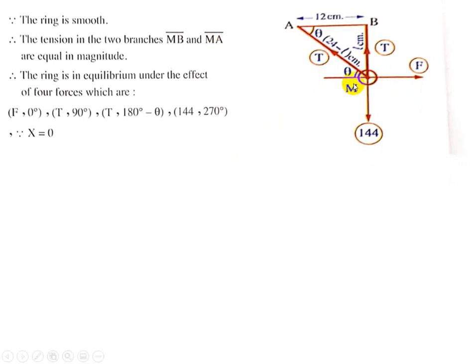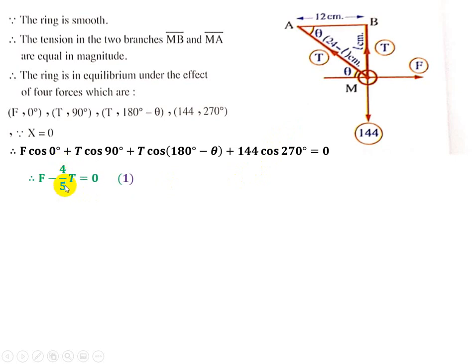Because here the string is in equilibrium, the sum of forces around the x-axis equals 0 and also around the y-axis equals 0. So for x: F cosine 0, T cosine 90, T cosine (180 minus theta), 144 cosine 270 equals 0. Cosine 90 equals 0, so this part is cancelled. Here negative cosine theta, and cosine theta equals 4 over 5. Cosine 270 equals 0, cancelled. So the relation is F minus 4 over 5 T equals 0, and we call it number 1.